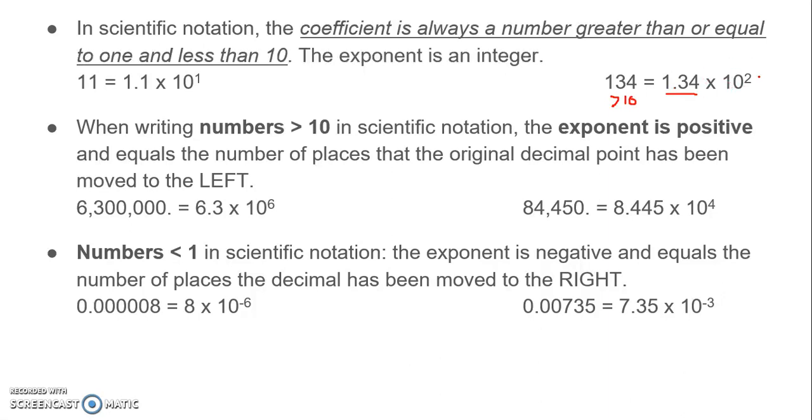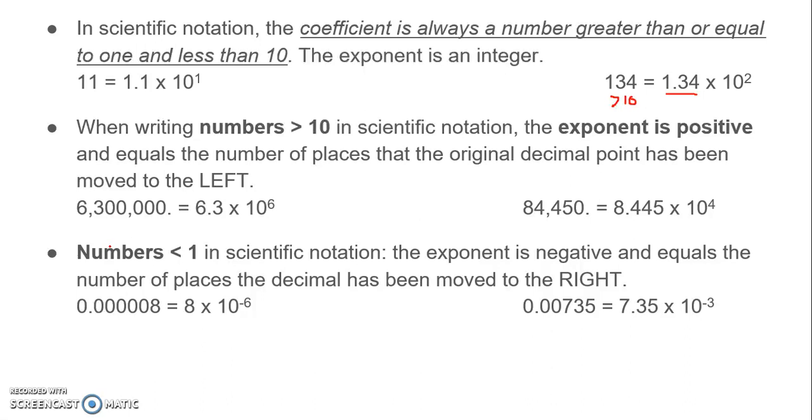Now, how are we going to get the exponent here? When writing numbers that are greater than 10 in scientific notation, the exponent is positive, okay? And it equals the number of places that the original decimal point has been moved to the left.